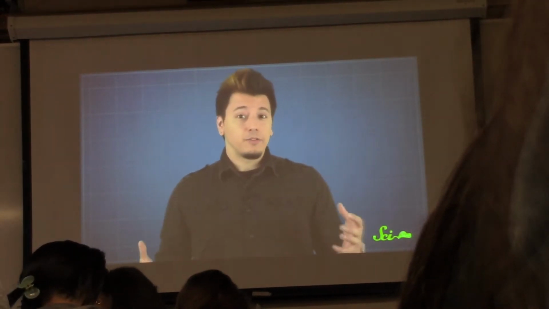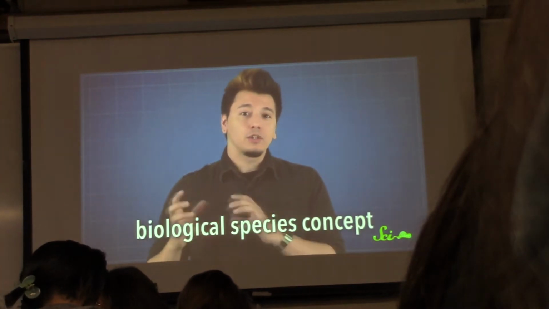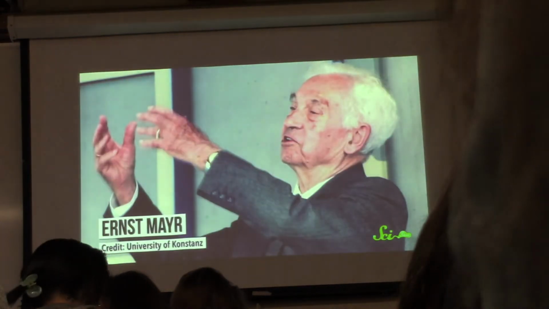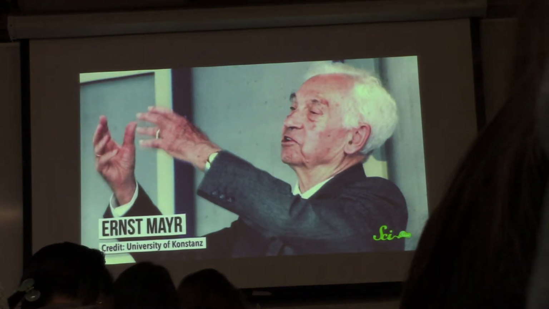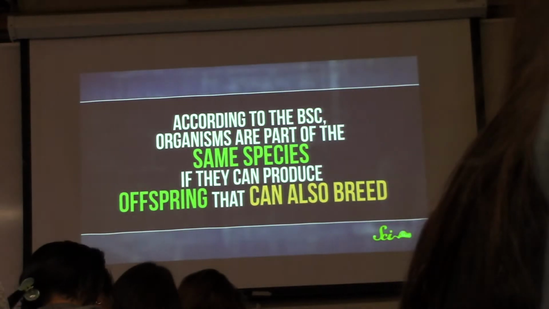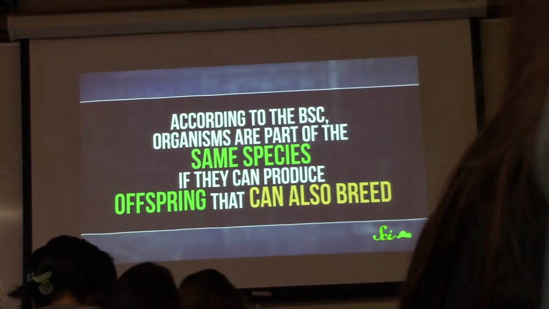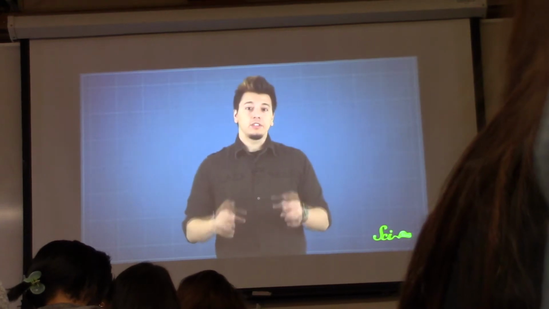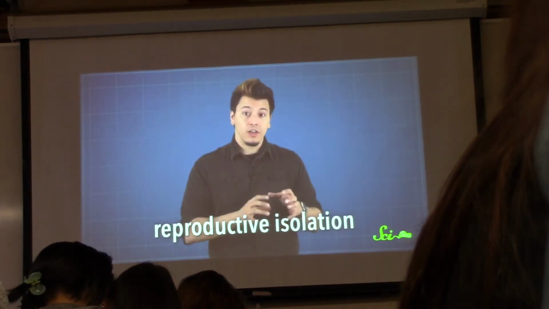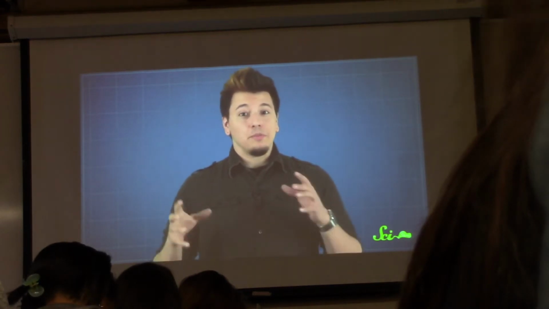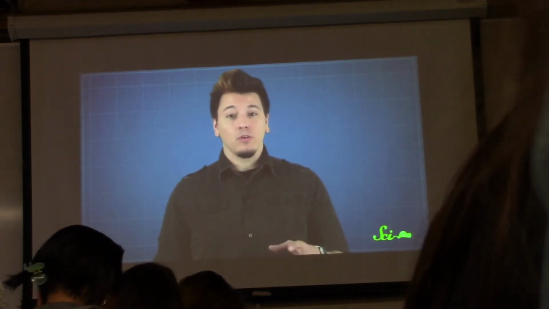The most widespread definition of a species is called the biological species concept, or BSC. It was popularized by evolutionary biologist Ernst Mayr in 1942, and he continued to refine the idea over the next several decades. According to the BSC, organisms are part of the same species if they can produce offspring that can also breed. If they can't produce fertile offspring, that means they belong to separate species. The BSC hinges on the idea of reproductive isolation, where something separates 2 species to the point that they're not compatible anymore. That separation could be time, or geography, or behavior, or physiology.